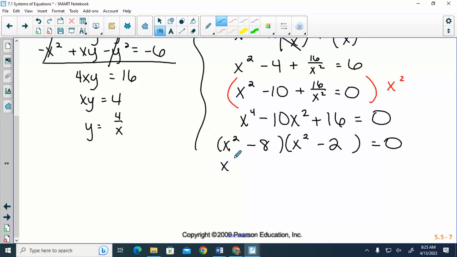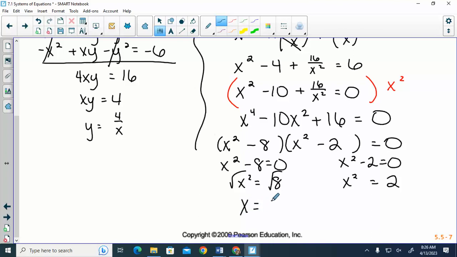Okay. Almost there. So if we set those equal to 0, square root, plus and minus, how would you break down 8? Just leave it. And then this one, we can't break down the square root of 2, so we have plus and minus the square root of 2. So how many answers do I currently have? 4.